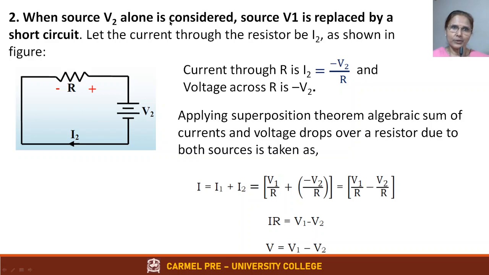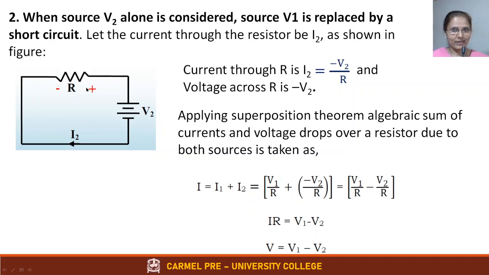See, when V2 alone is considered and V1 is replaced by a short circuit. So we replaced V1 by a short circuit and V2 alone is considered. Now again you have to find current through resistor R. We'll call it as I2. One voltage source, one resistor. So by Ohm's law, I2 is equal to V2 divided by R. But it won't be plus V2 because minus is coming here and plus is coming here.